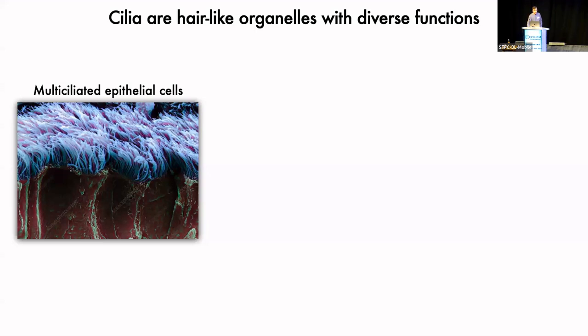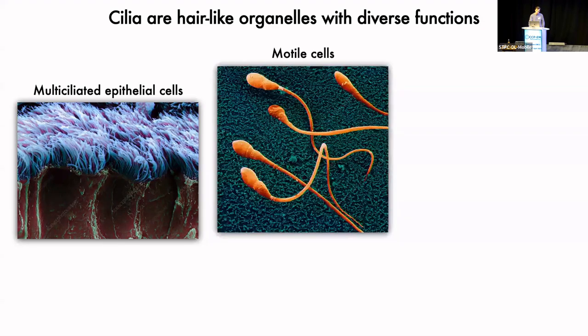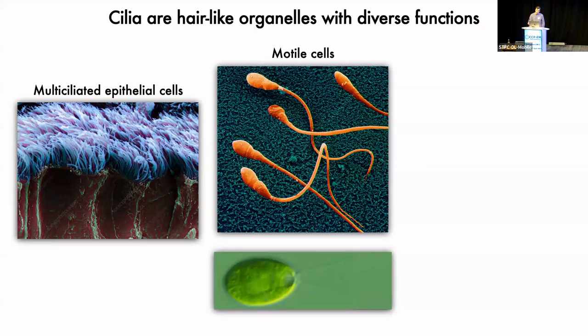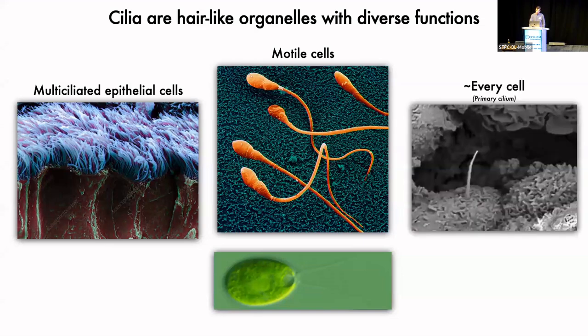So yeah, cilia are these hair-like organelles with diverse functions. We see them in multiciliated epithelial cells. So these have hundreds of cilia on the surface to create fluid flow in the lungs and in the fallopian tubes and in regions of the brain. We also see motile cilia in sperm cells, and these create propulsive force. The same idea is seen in Chlamydomonas, which is our model organism. So all the work that I'll show you today is done in Clammy. These have 2 cilia, which again help the cell swim through liquid.